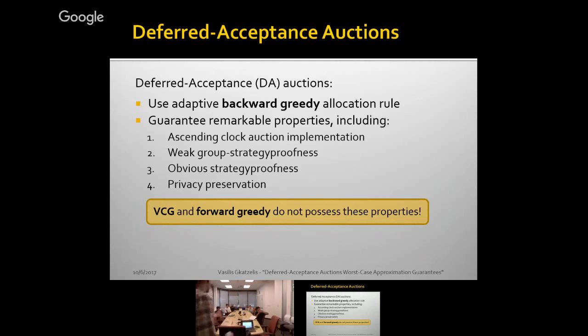And these are properties that VCG and forward greedy do not possess in general. So therefore, this is the class of auctions that you would need to use. So what we studied in that first paper is, can we actually get these nice properties? That's the obvious first question, right? We had this fundamental paper by Lehmann, O'Callaghan, and Shoham that actually managed to do that. Can we do that too using backward greedy algorithms?